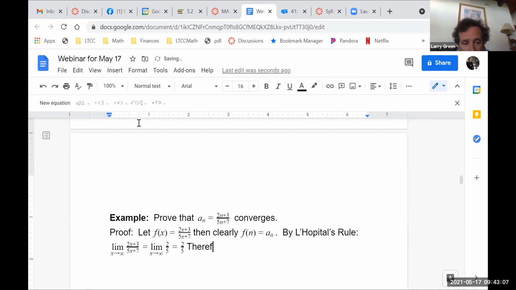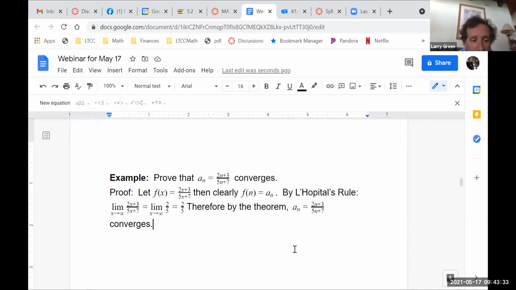Therefore, by the theorem, a sub n converges. Any questions on this proof? Any questions? Okay, let's move on.